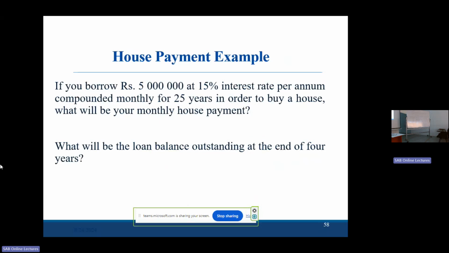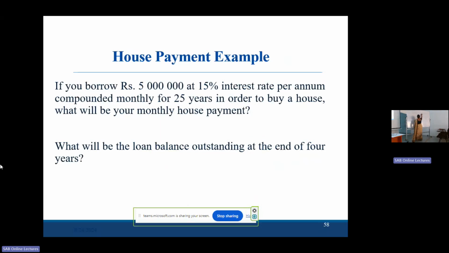Right, so did you get the 64,041? So this is your monthly installment. So monthly you will deposit 64,041 for 300 months. Then your loan will be over. The next part asks what will be the loan balance outstanding at the end of 4 years. Now suppose you deposit up to 4 years, continuously paying this 64,041.